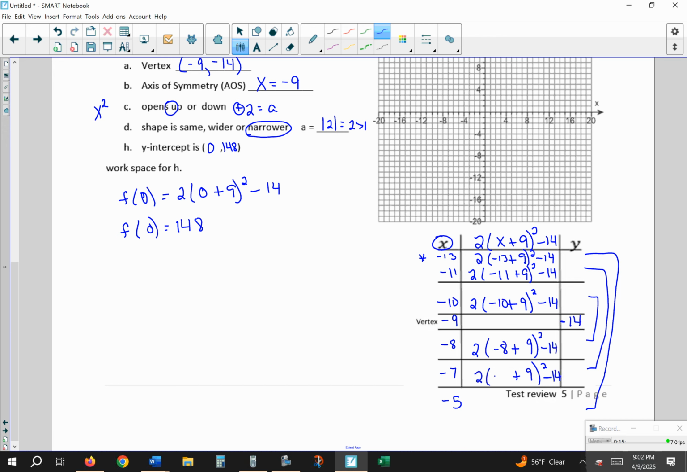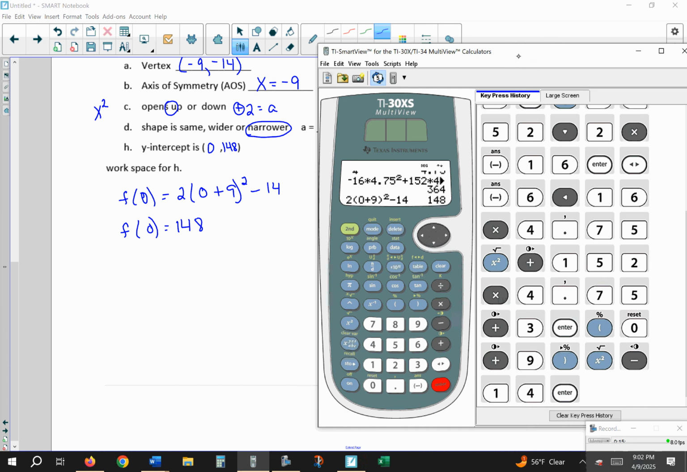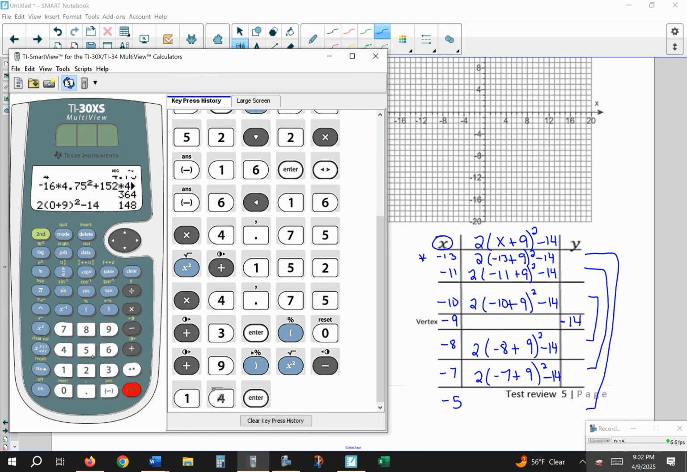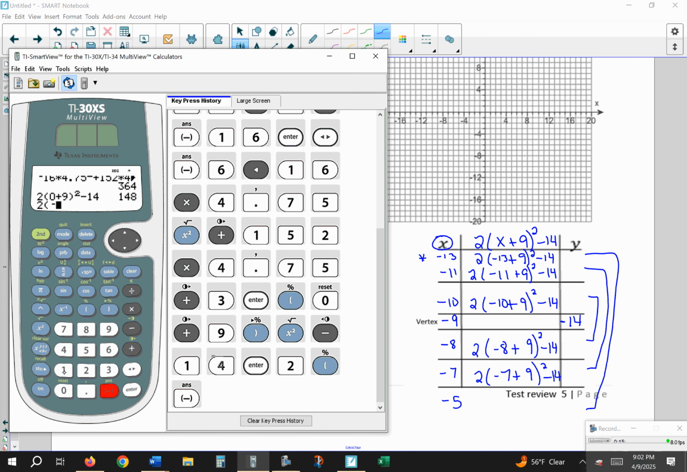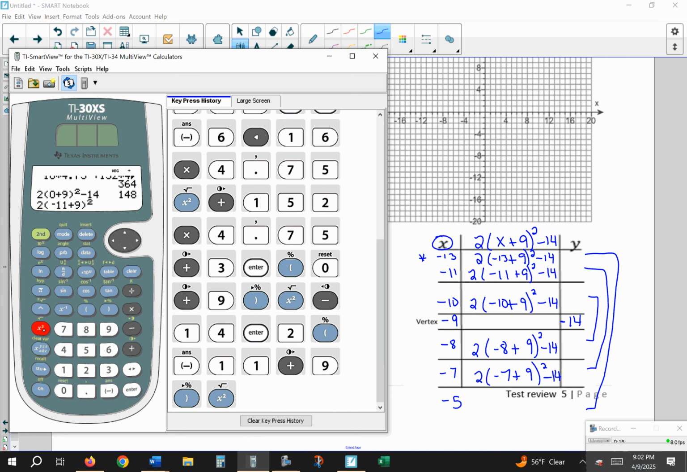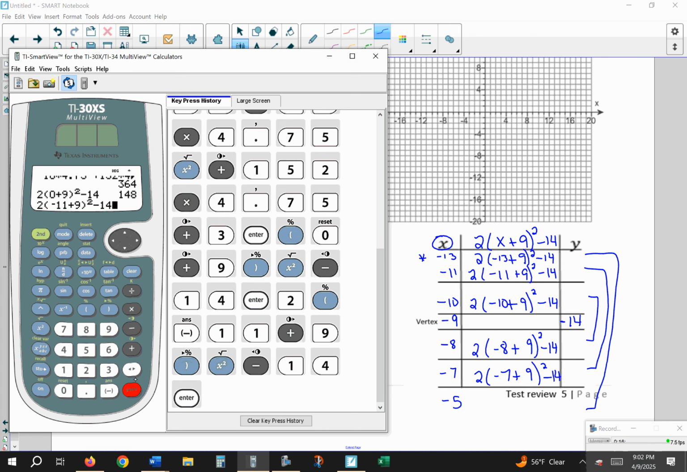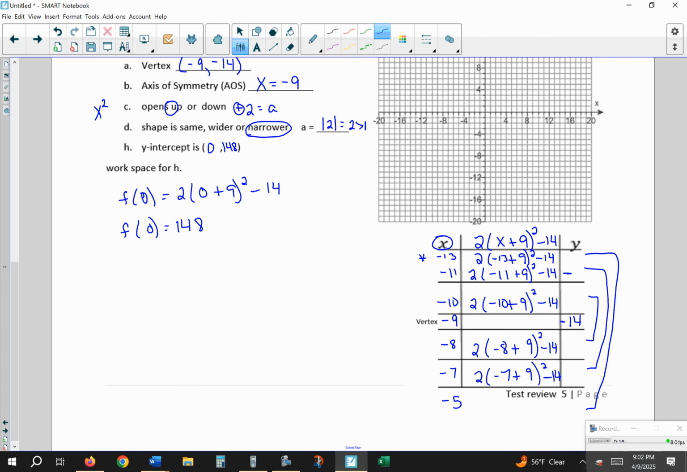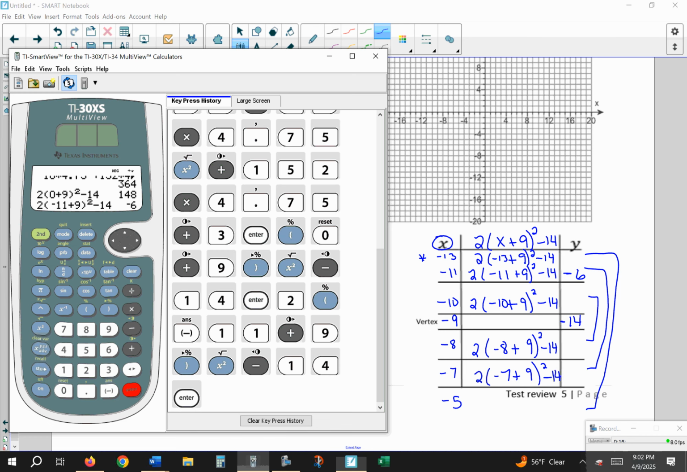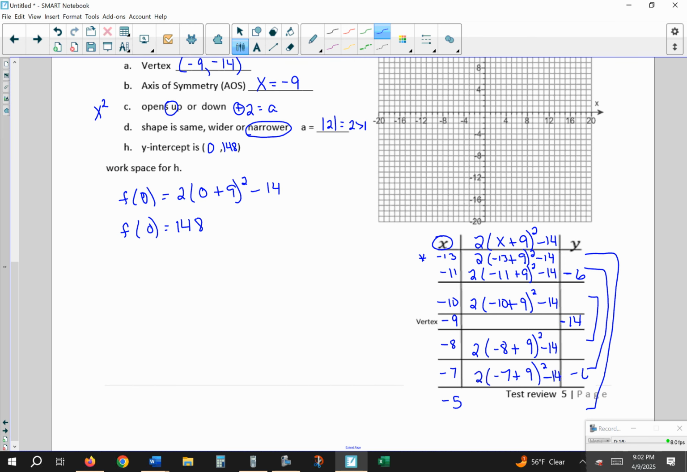And then again, I don't need to see any other work from that point. You're just putting that in the calculator, making sure you're putting it in correctly. So 2 parentheses, negative 11 plus 9, close my parenthesis, quantity squared, minus 14. It's going to give me a negative 6. And if we look at the one that it pairs with, inside my parentheses here, I got negative 2. Inside my parentheses here, I get positive 2. Those are the only two differences, so we know that outcome is going to be the same.